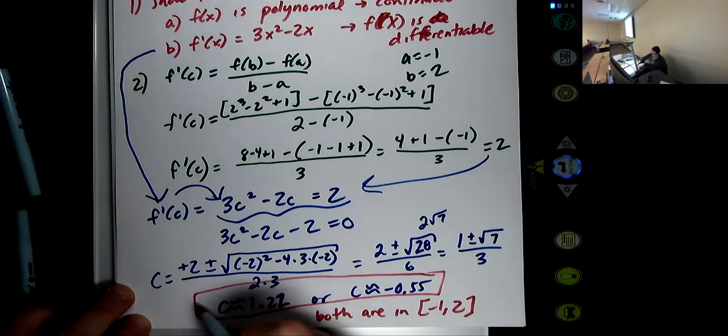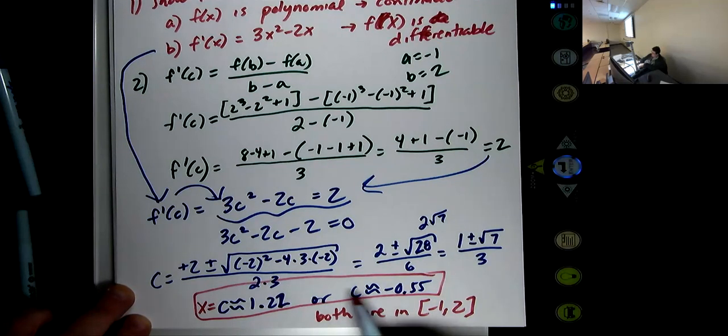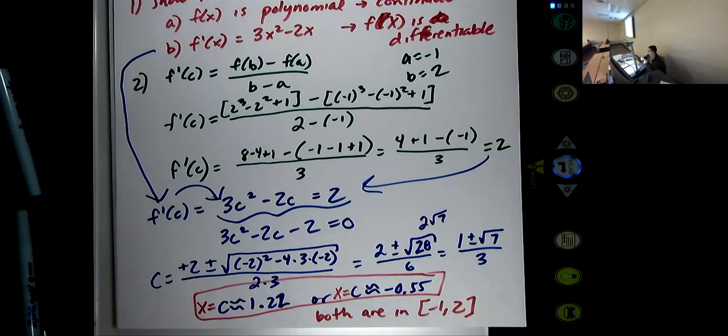And these are x values. Yeah, it's going to have 2 slopes. There's going to be 2 points where it has that slope.